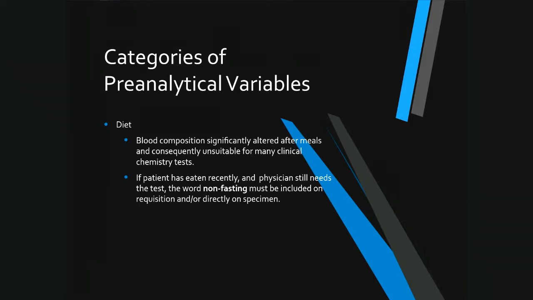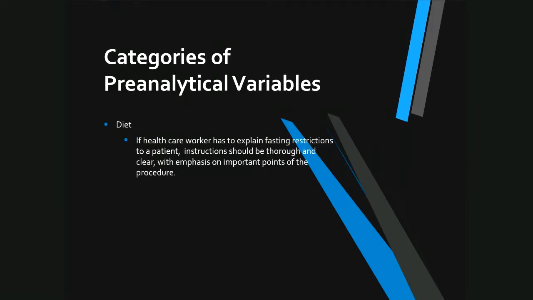Please be aware that coffee, chewing gum, and tea should be avoided because these can cause fluctuations in the patient's blood sugar levels. If the healthcare worker has to explain fasting restrictions to a patient, instructions should be thorough and clear, with an emphasis on important points of the procedure, as well as a written copy for the patient to refer to.